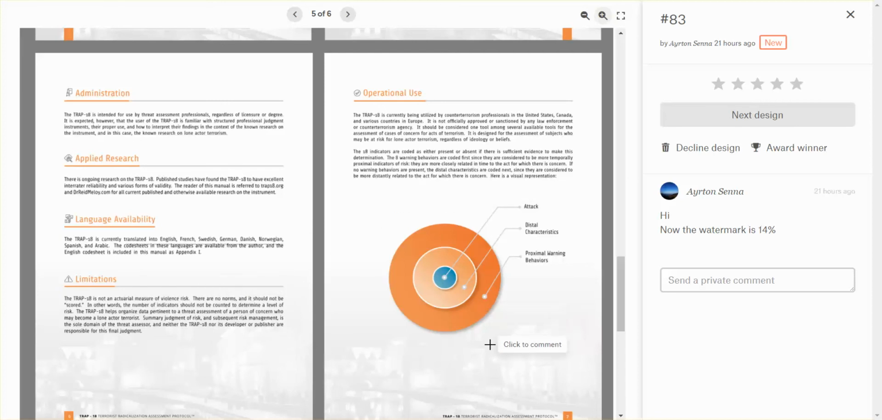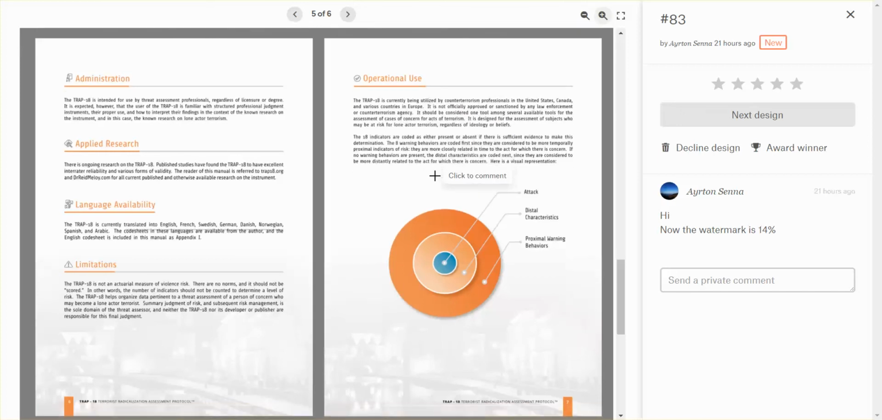Operational use. Still all this text, so like literally all of the text other than the headings, we need to increase the size of the text. I think it's really tiny right now, so kind of hard to read. So if we can try increasing that, that would be great.